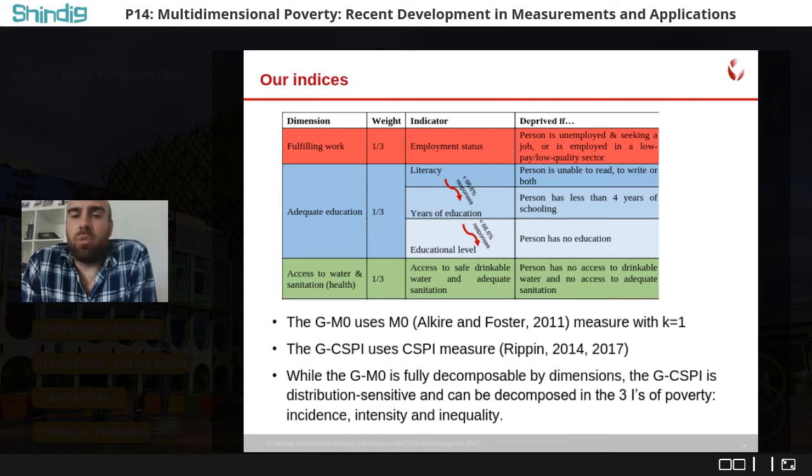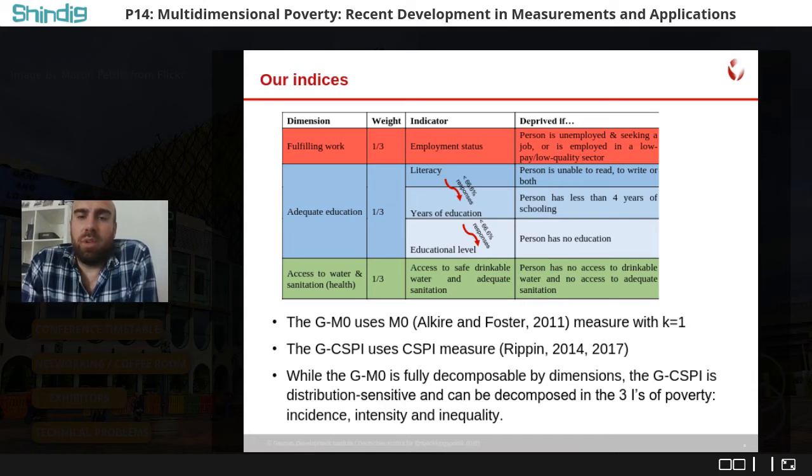And one thing that we do is that while in the normal indexes all these 3 dimensions have the same weight, we also do robustness checks by giving the access to water and sanitation dimension a smaller weight of 20%. So now that we have these 3 dimensions, each of them has the same weight of 1/3 that we apply to them. We use 2 indices, so the GM0, which uses the M0 from the family of measures of Alkire and Foster, and we consider the measure with K equal to 1, meaning that an individual is in poverty if deprived in at least one of the dimensions.